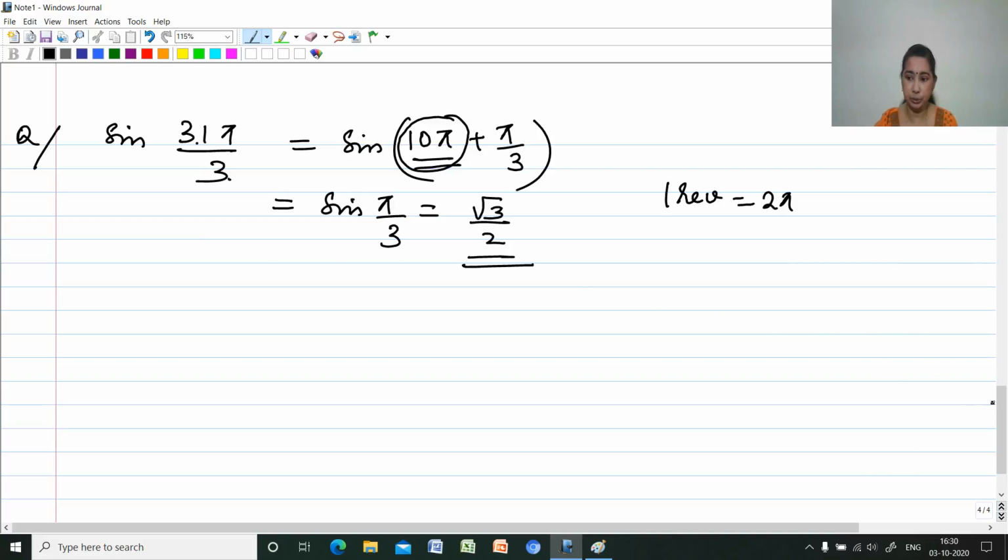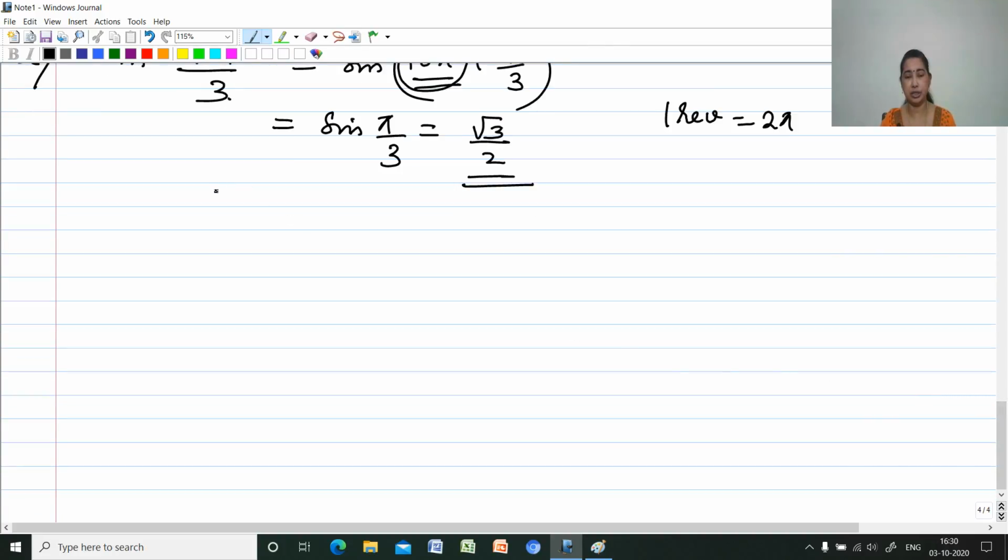Now we'll move on to trigonometric functions of sum and difference of two angles.